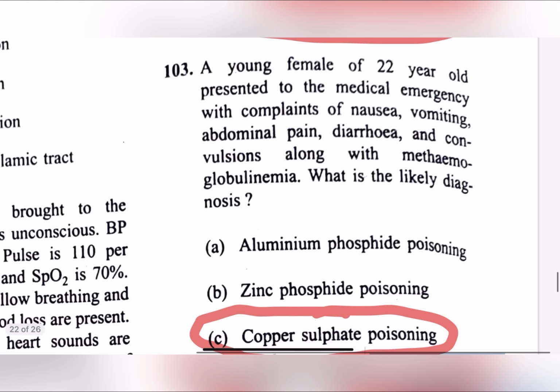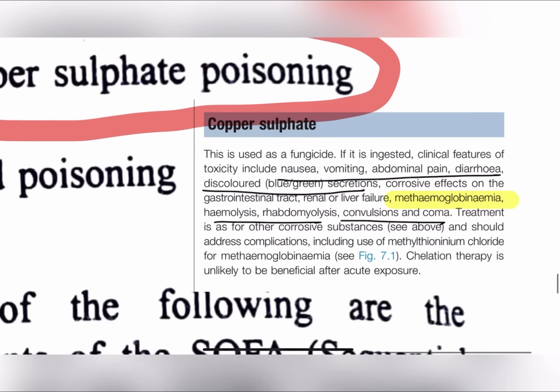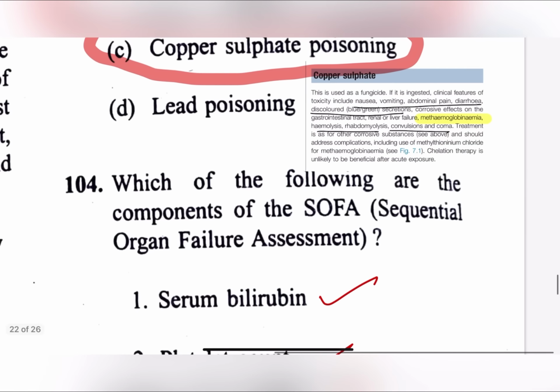Next question is again a poisoning question where they have given the keyword methemoglobinemia, and methemoglobinemia is seen in the copper sulfate. We have nausea, vomiting, pain, discoloration, hemolysis, rhabdomyolysis. Main thing is methemoglobinemia. It is seen in the copper sulfate poisoning.